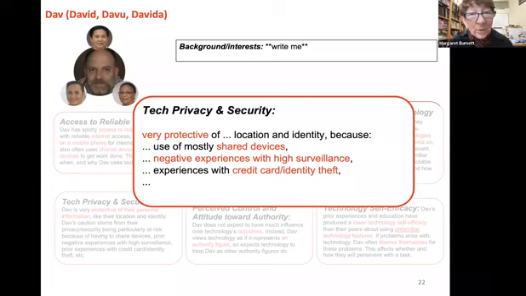So, DAV's attitude toward technology's privacy and security. DAV is very protective of their location and identity because, first of all, many of them use mostly shared devices, which is reason for extra caution. DAV has some negative experiences from living or working in high surveillance environments. Low SES communities tend to have very high surveillance as compared to higher socioeconomic communities, and experiences with credit card debt and identity theft, and so on.